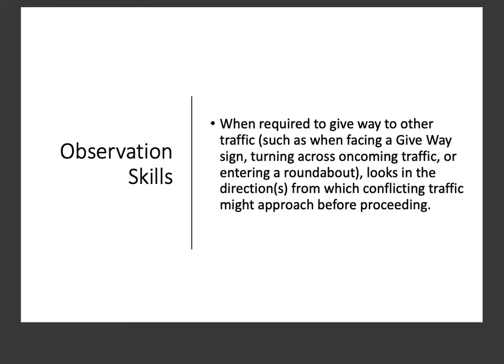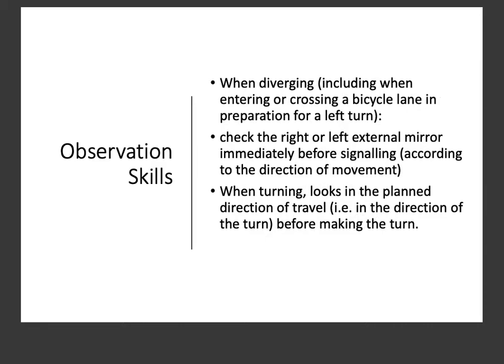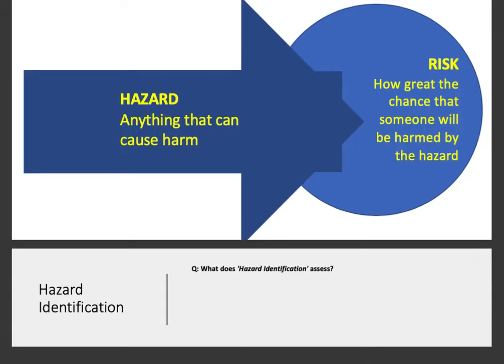Observation skills. When required to give way to other traffic, such as when facing a give way sign, turning across oncoming traffic or entering a roundabout, look in the directions from which conflicting traffic might approach before proceeding. When diverging, including when entering or crossing a bicycle lane in preparation for a left turn, check the right or left external mirror immediately before signaling according to the direction of movement. When turning, look in the planned direction of travel, that is, in the direction of turn, before making the turn.